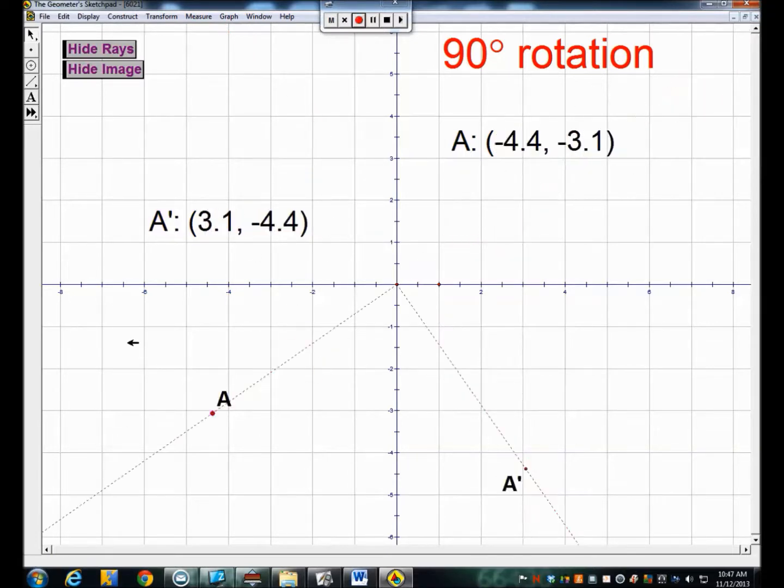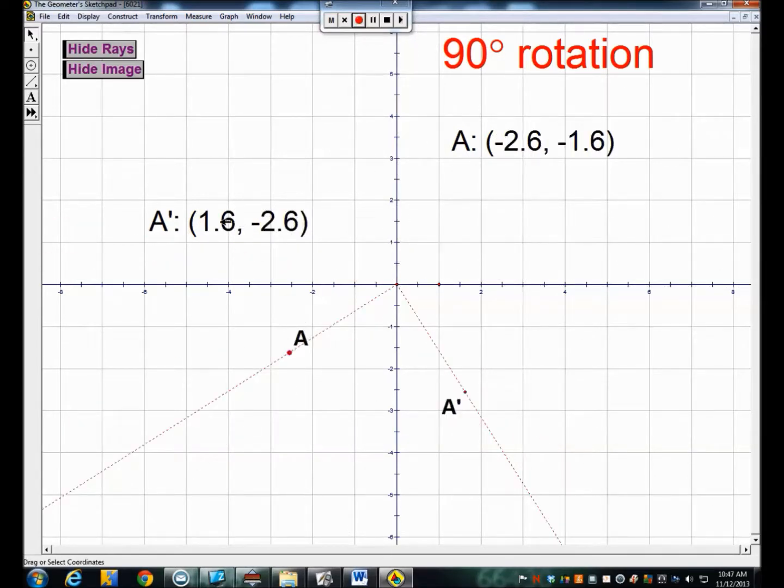Well, let's move our points around. Spinning, spinning, spinning. Let's see. New x is the opposite of our old y, and our new y is exactly our old x. So one thing switches, the other doesn't.